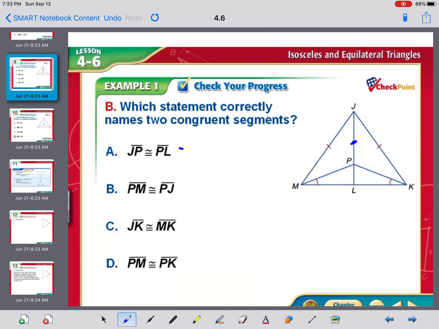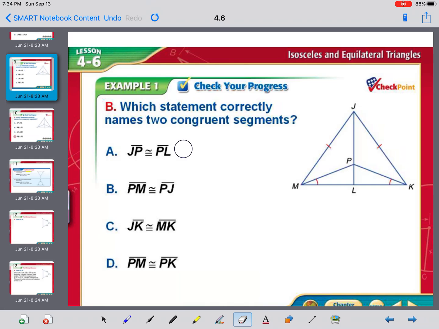Which two statements correctly name two congruent segments? So I'm just continuing on here. I'm going to look at this A. It says JP, which is this one. I'm just putting one mark like the others already marked, but I'm doing it in blue, so you get the point. And then PL. We have nothing to show us that those two are congruent. Nothing. And they don't look congruent, but looks aren't everything, but I don't see anything.